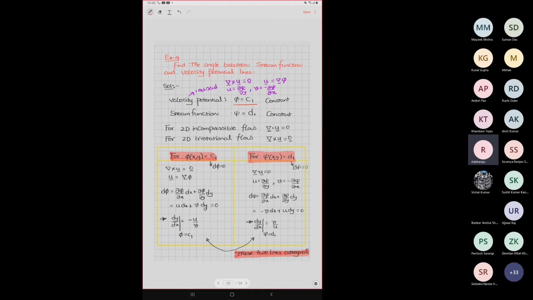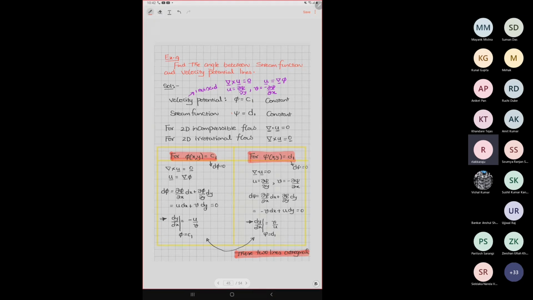You can think of psi of x comma y as something abstract like 5x sine y multiplied by 2x square log y and so on. If I specify it in that way, it becomes a specific example, but in the generic case, stream function psi is equal to d1. Now what we are trying to prove is that these phi and psi lines are always orthogonal to each other.